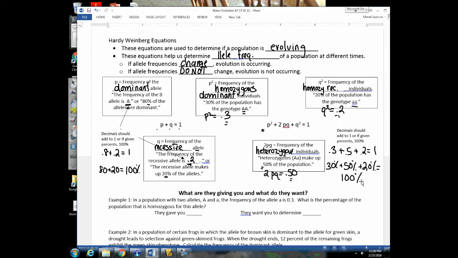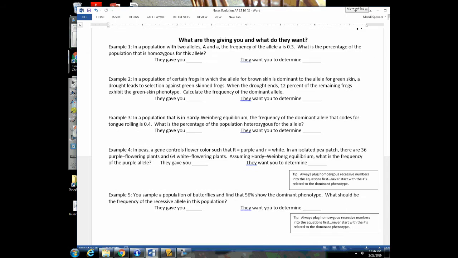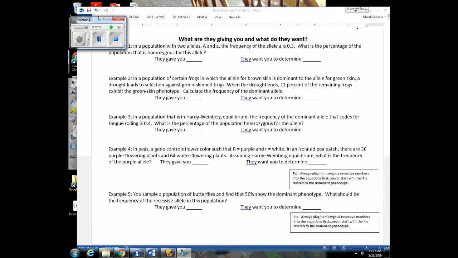Now, let's take a look at problems that you're going to see related to these Hardy-Weinberg equations. The key to understanding these equations and doing these problems is that you have to be able to read and figure out what they're giving you.